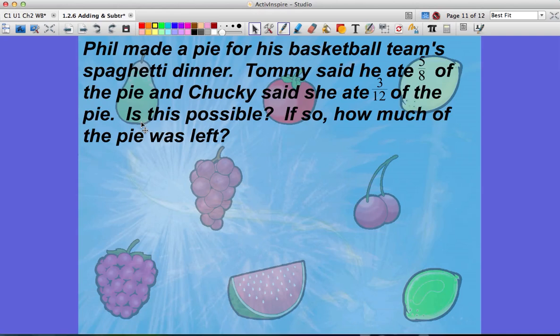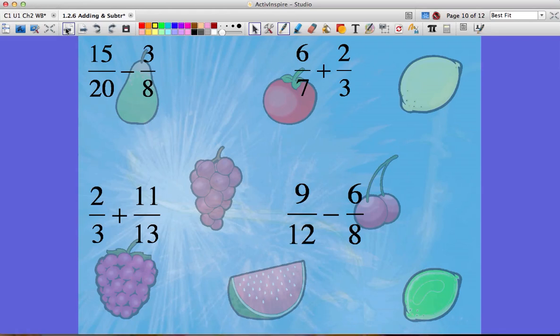So this is a two-part question. I want to know, number one, is it possible? And then second, how much was left if it was possible? So for this problem, you are going to have to solve it, and we will go over your answer in class. However, the rest of these will be posted on Edmodo in your quiz.